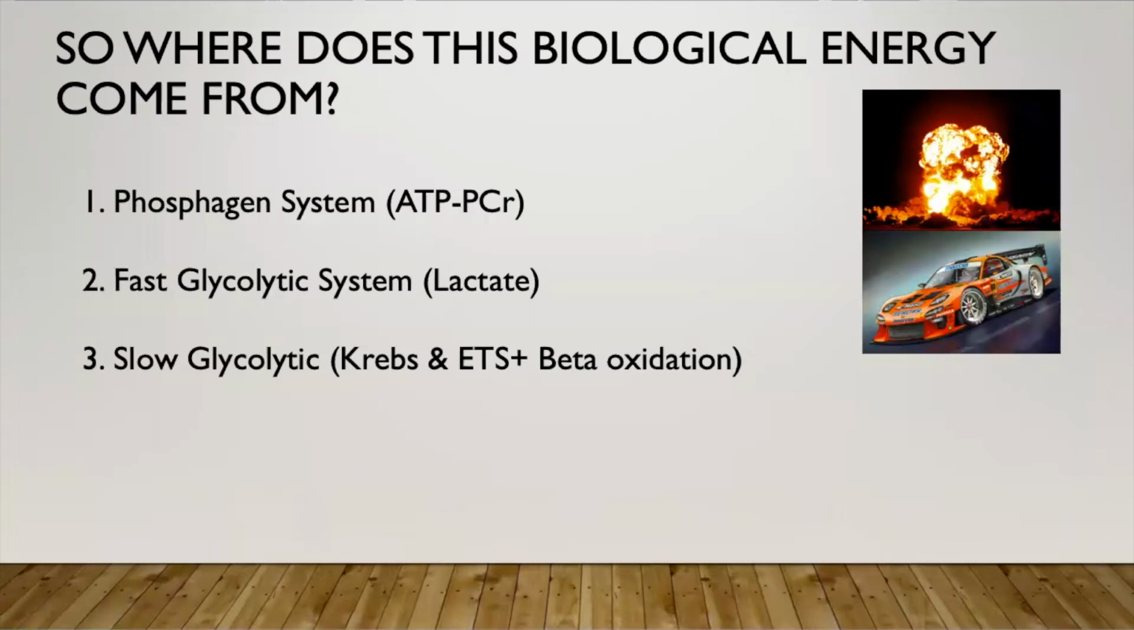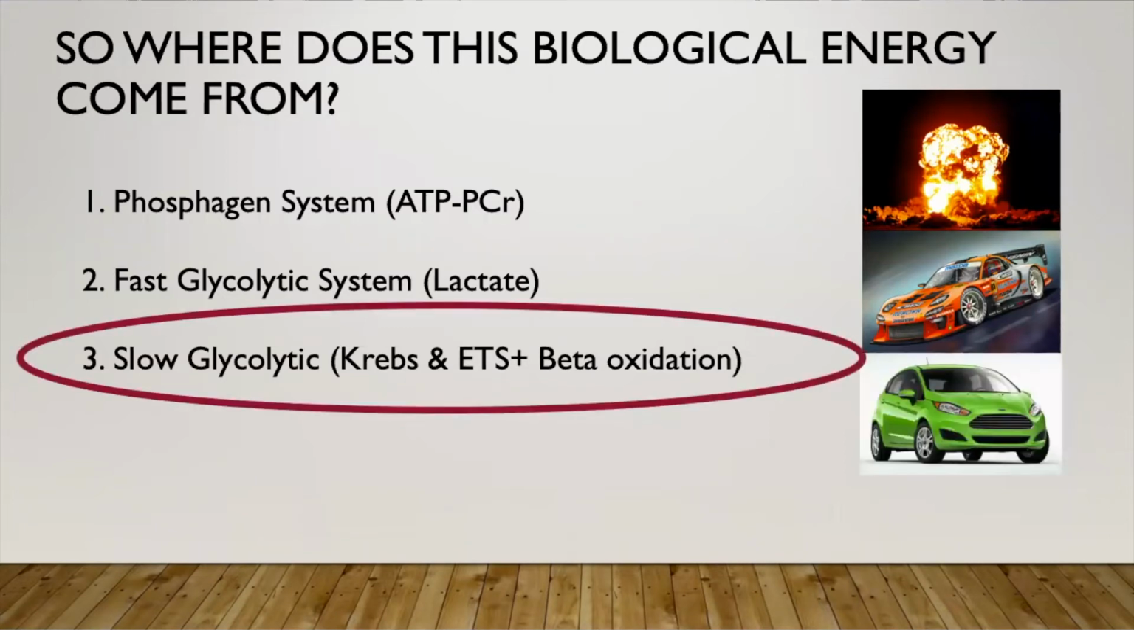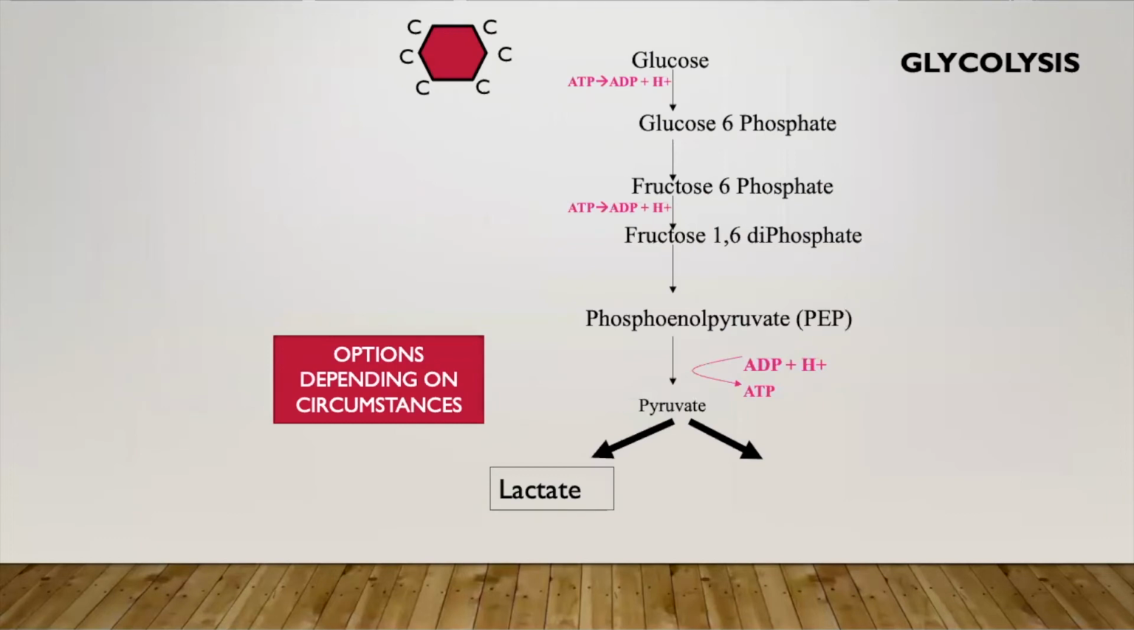And so that third system is slow glycolytic processes, or the slow glycolytic system. And the drawing that I'm going to use here is the compact car. It sips fuel, goes a long way, but not necessarily quickly or powerfully. And so that's the characteristic that we're going to talk about here as we talk about slow glycolysis. We're also going to point out this notion of glycogen.